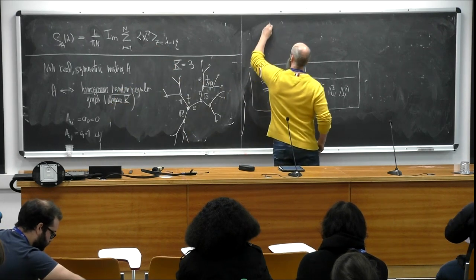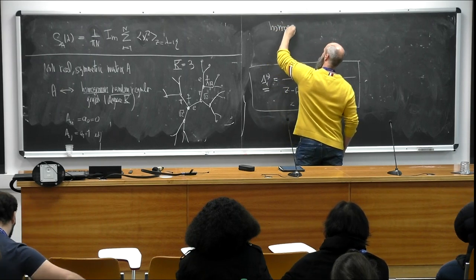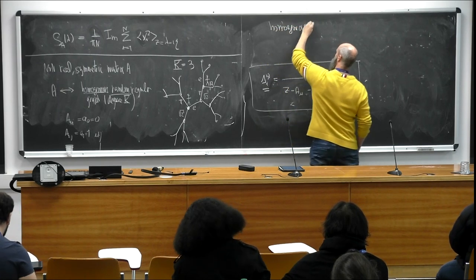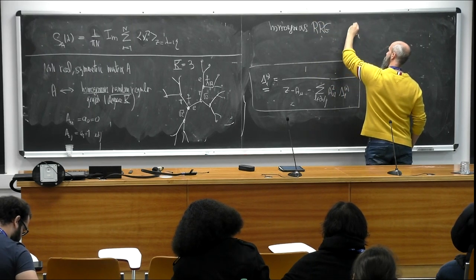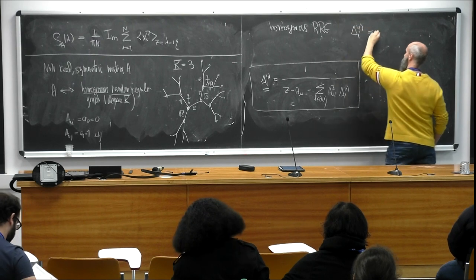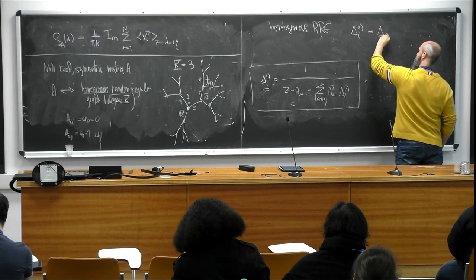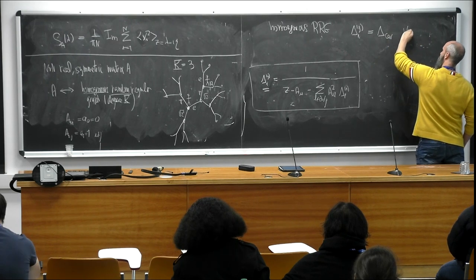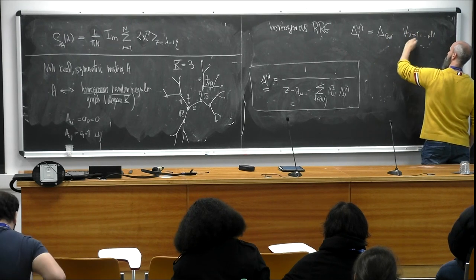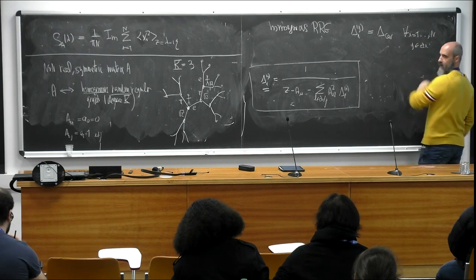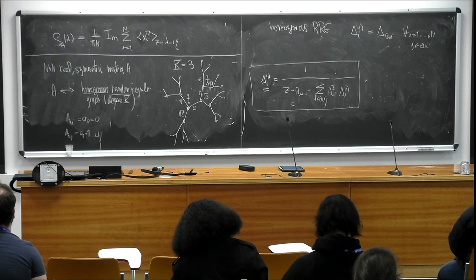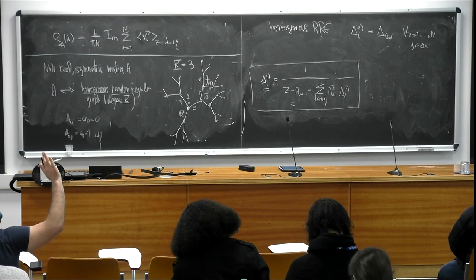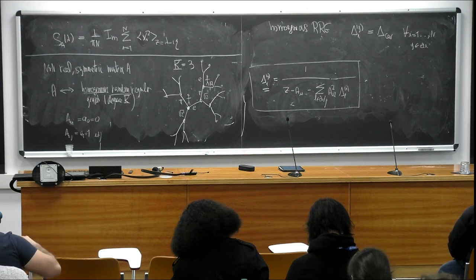So for a homogeneous random regular graph, it must be that all these cavity variances are the same. Let us call them delta cavity for all i from 1 to n, and for all j belonging to the neighborhood of i, right? Because the graph is homogeneous, I see the same at each node. Now, instead of having a bunch of equations, I just have one.